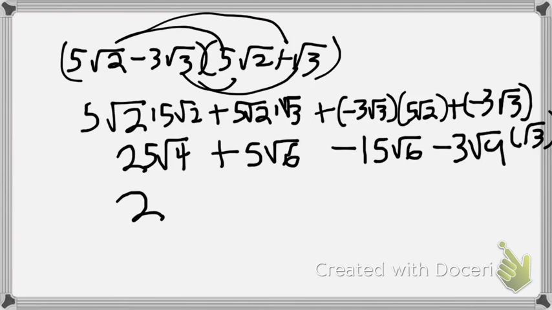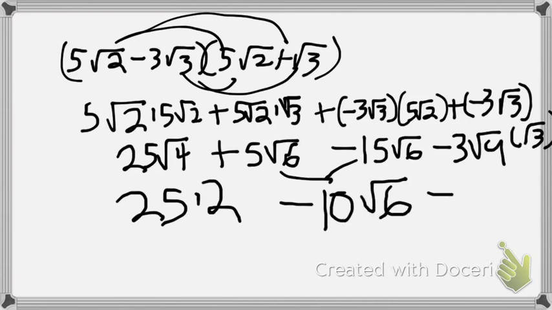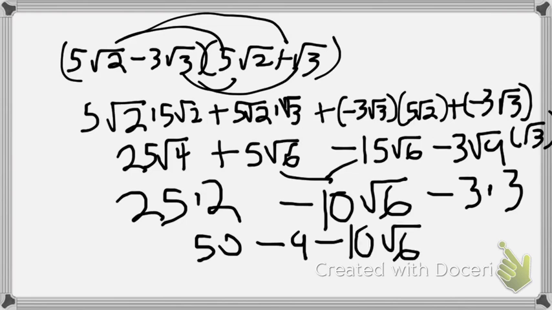So the square root of 4 is 2. So we have 25 times 2. The 5 radical 6 and the negative 15 radical 6 we can set up as a different bank. And then we have the square root of 9. That turns into negative 3 times 3. 25 times 2 is 50. 3 times 3 is 9. Combine those and we get 41 minus 10 radical 6.